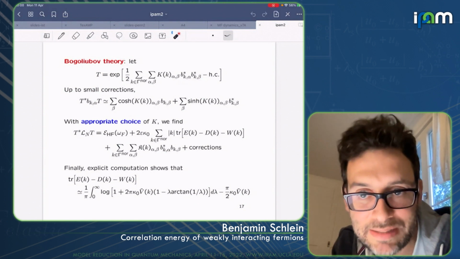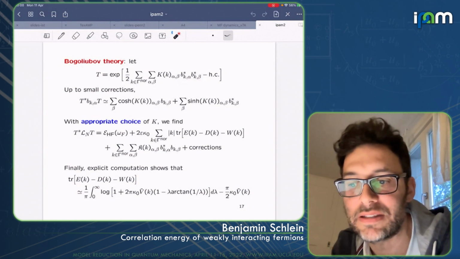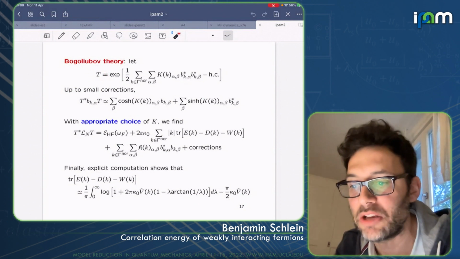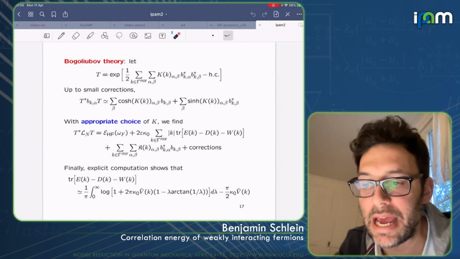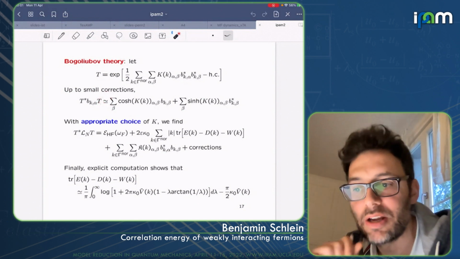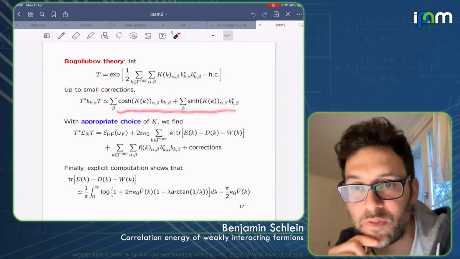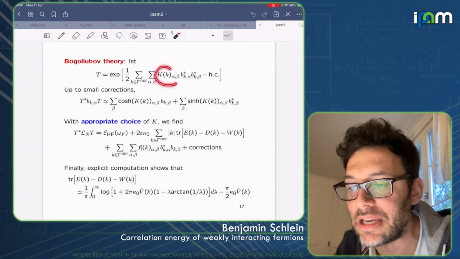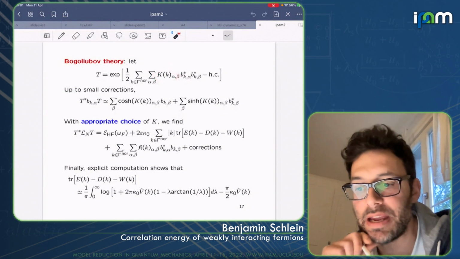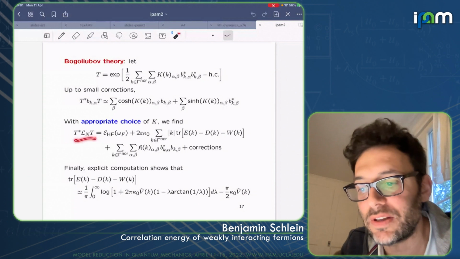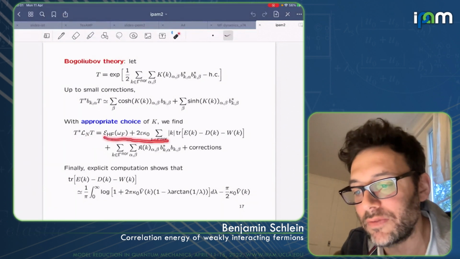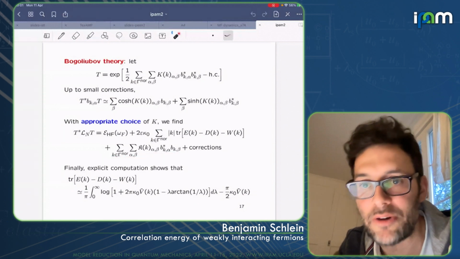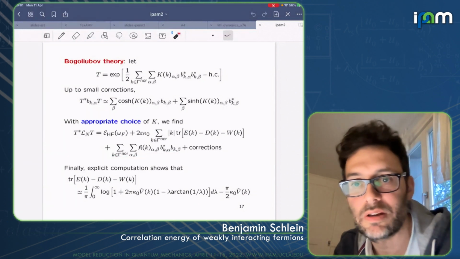Since these are our Bogoliubov transformations, they're quadratic in the B operators now. Of course, these B's are not exactly bosonic, so these do not behave exactly like a bosonic Bogoliubov transformation, but up to small errors, which I neglected here, you still get the same action as for the bosonic Bogoliubov transformation. And if you choose this parameter K here in the correct way, what you get is a constant plus a quadratic diagonal contribution, which is positive, right?